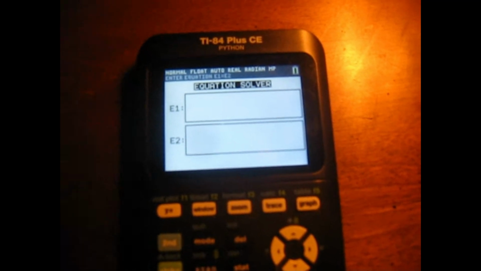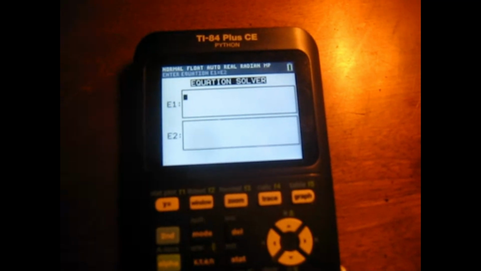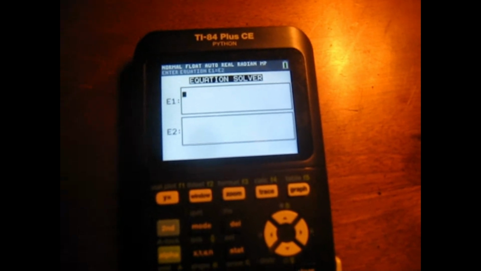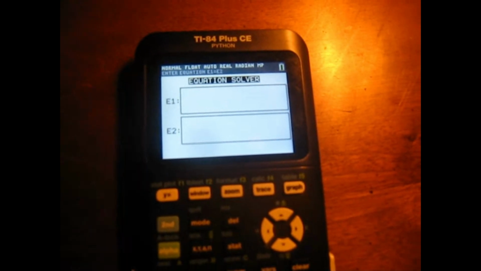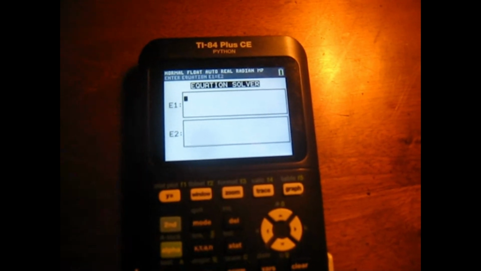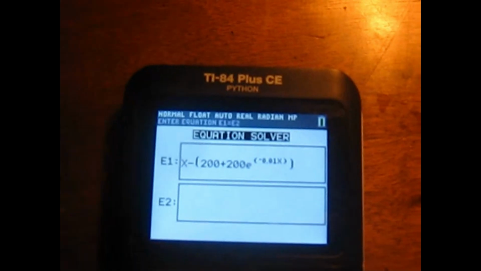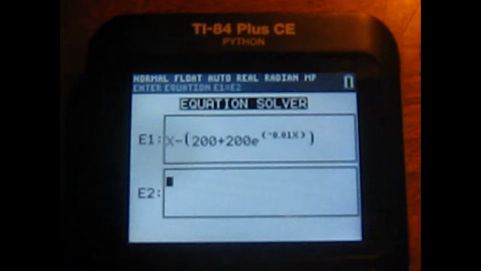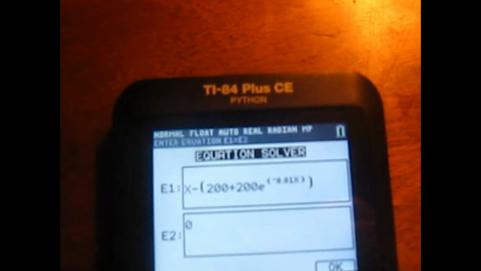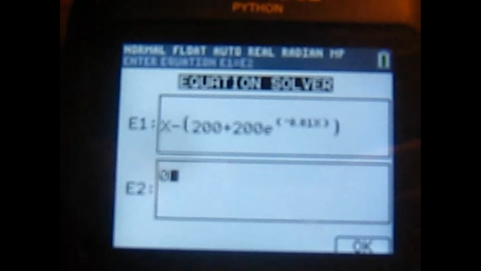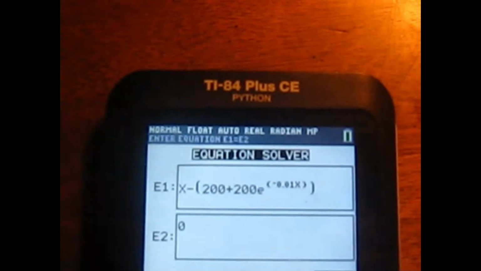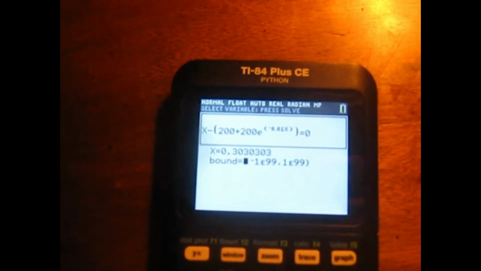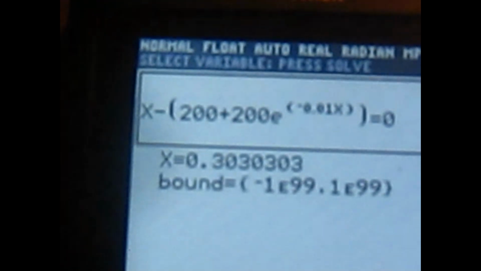Equation 1 is going to be x minus left parenthesis 200 plus 200 times Euler's number raised to the exponent negative 0.01 times x, and then you're going to put a right parenthesis. Now that's what that's going to look like up top. Equation 2, you're just going to put a 0. You can hit OK, and then whatever x is equal to is going to be the answer.